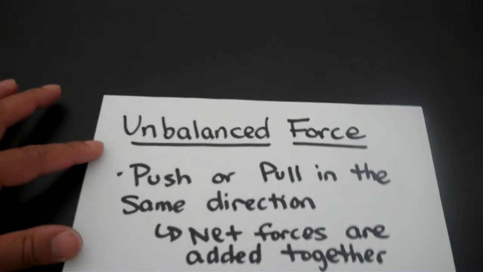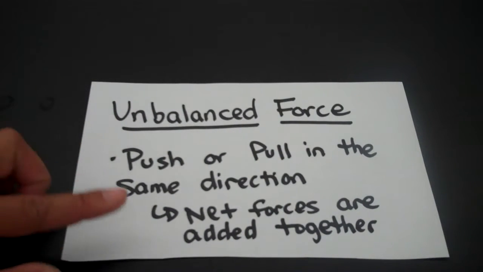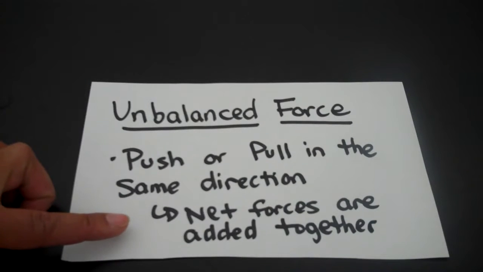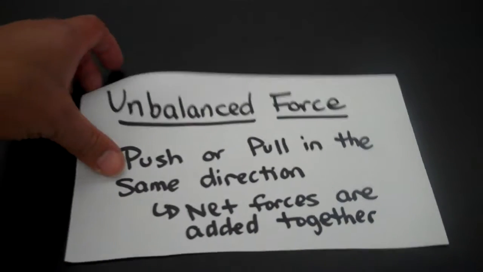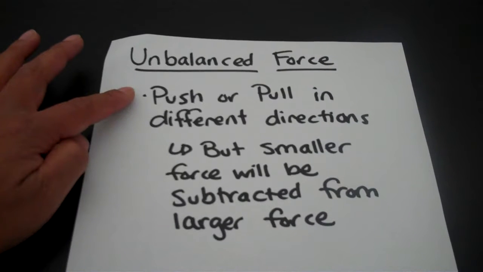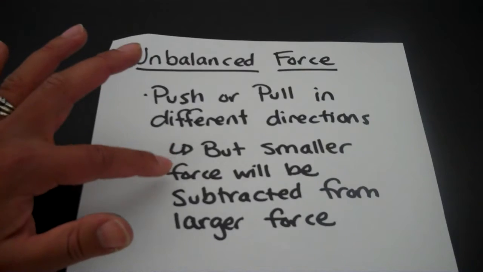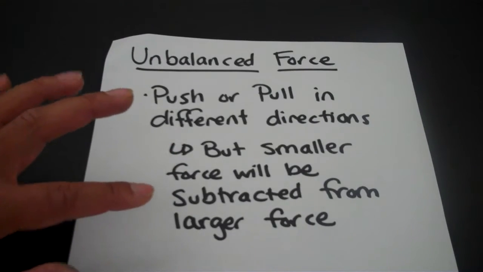However, forces help objects to move. So under your foldable in the flap for unbalanced forces, let's put this now. Unbalanced forces can be when there's a push or pull in the same direction. Net forces are added together when they're going in the same direction. However, like the example with the dog and the owner, unbalanced forces can also be a push or pull in different directions. When it's in different directions, the smaller force will be subtracted from the larger force.